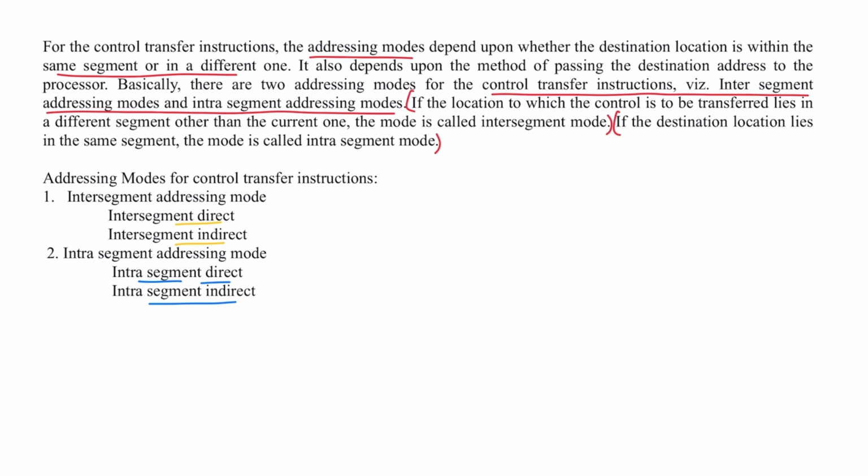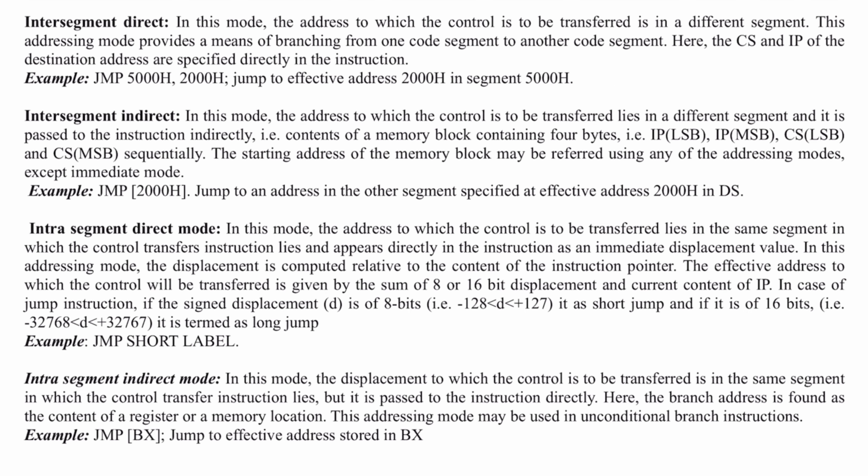Jump 5000H:2000H, jump to effective address 2000H in segment 5000H, is inter-segment direct. Jump 2000H, jump to an address in the other segment specified at effective address 2000H in the DS data segment register, is inter-segment indirect. Next, intra-segment direct mode: jump short label. Intra-segment indirect mode: jump to the effective address stored in BX, jump BX. Here the correct option is 3. With this, part 1 solution.